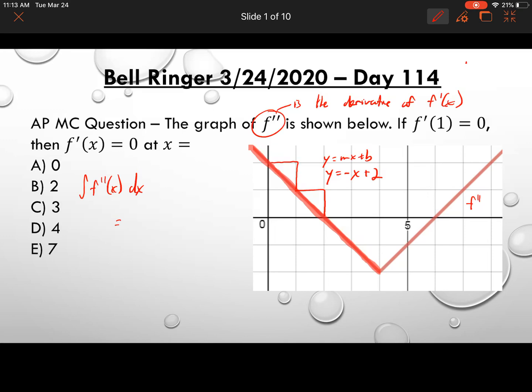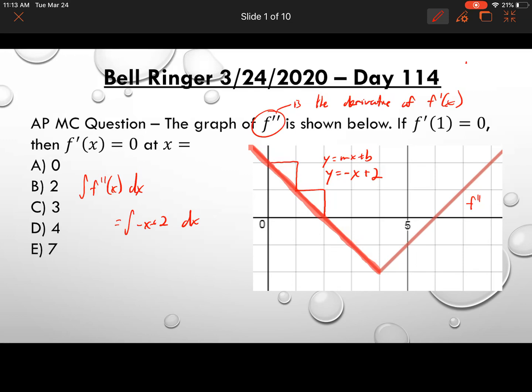I'm just focusing on the left half of the graph because it's telling us information about x equals 1, and x equals 1 would be right here, and that's the left half of the graph. So in other words, we are finding the antiderivative of negative x plus 2.